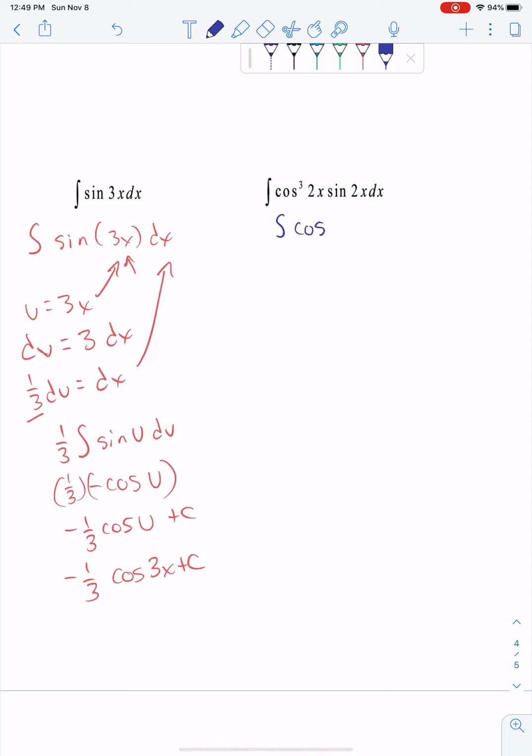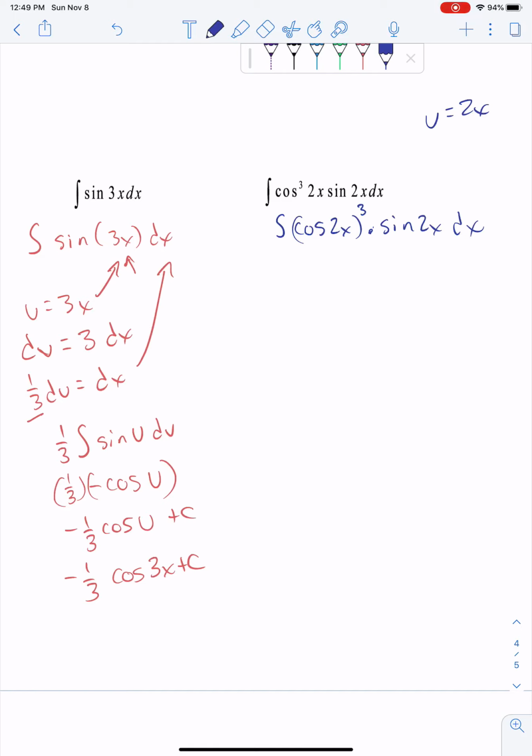This is really saying cosine of 2x cubed times sine of 2x dx. Now, you might not immediately know what to replace. A lot of people are going to start with, oh, let's make u equal to 2x. But you can do that, it's just not going to get rid of everything.